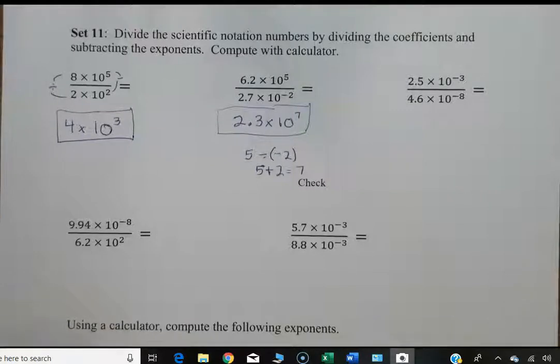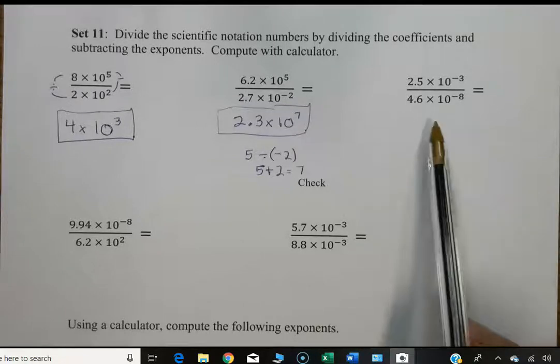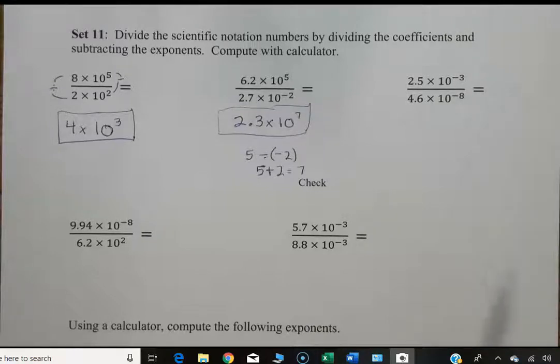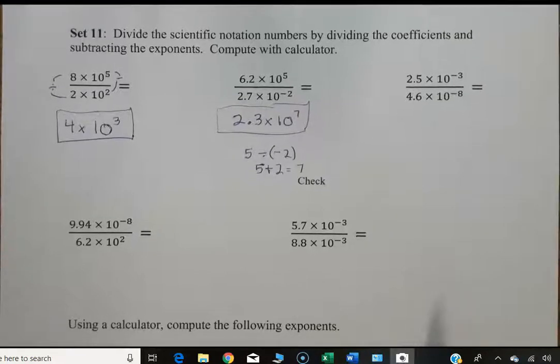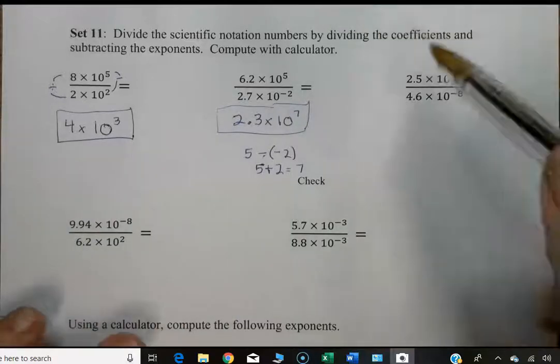Okay? All right, let's do the next one. Pause and do that one. Do this one right here. And we're back. So let's go ahead and divide those two coefficients. 2.5 divided by 4.6, and that gives you 0.54.